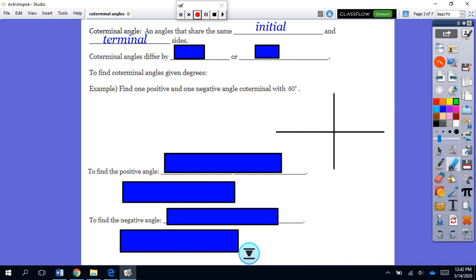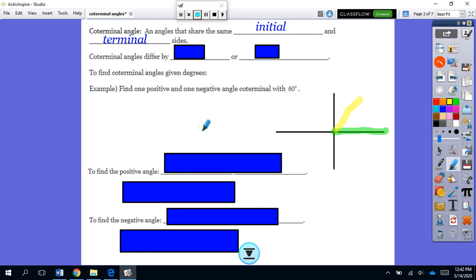So if I draw in a line on the x-axis, that would be my initial side for both angles that I'm talking about. The terminal side could be anywhere. We're going to make it right there because we're talking about a 60-degree angle in our example. So that's about a 60-degree angle.